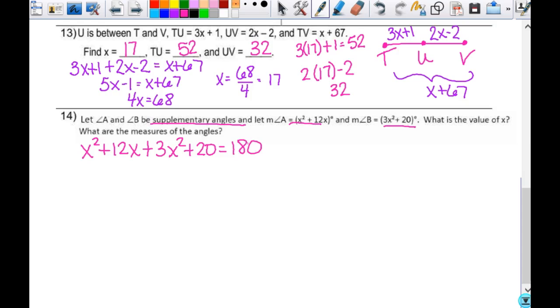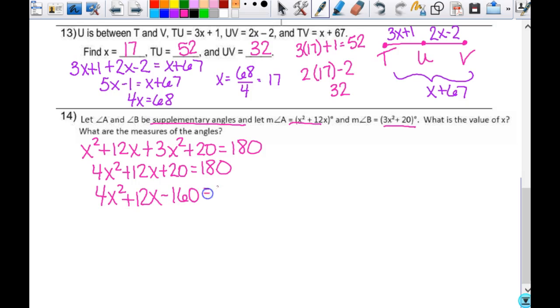So now I just combine my like terms here. I've got 4x squared plus 12x plus 20 equals 180. Right, so this is a quadratic because it's got an x squared term, so I need to set it equal to 0. So I'm going to subtract my 180 over here. I'm going to get 4x squared plus 12x minus 160 equals 0.